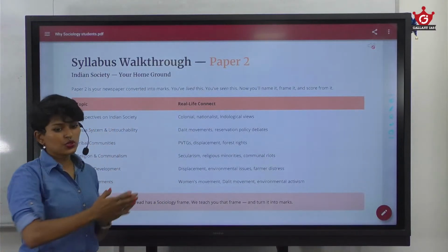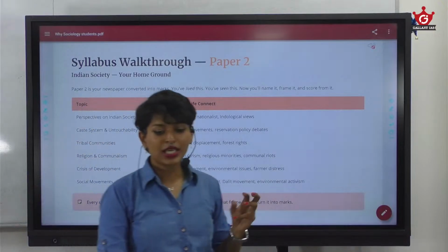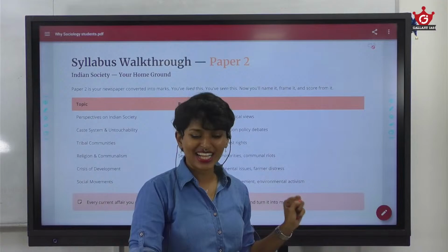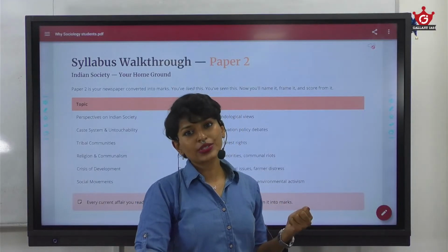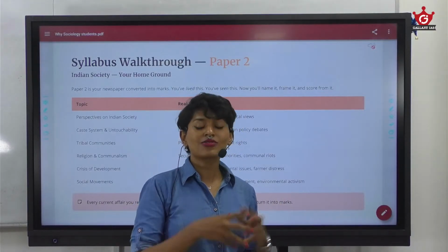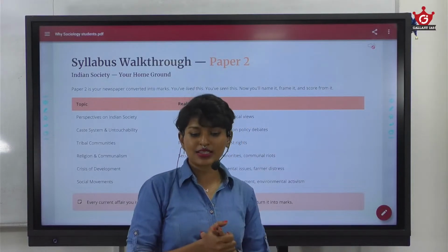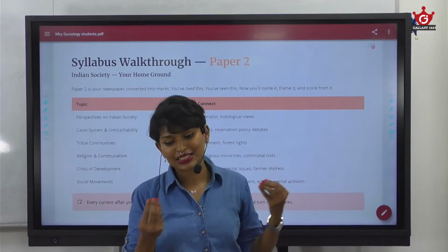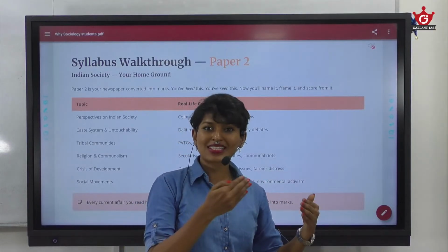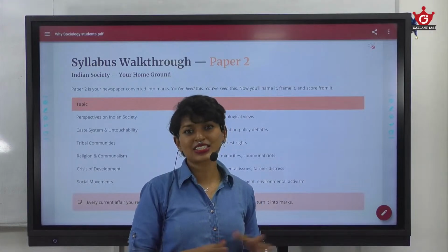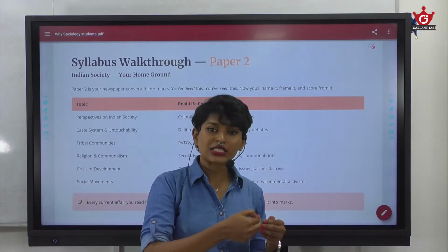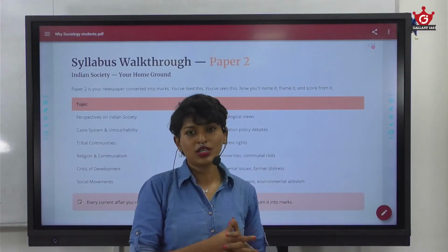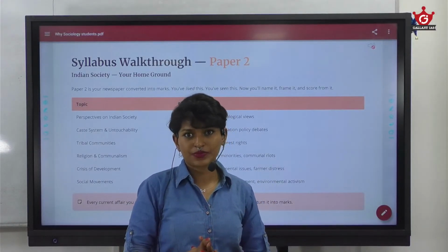So we are moving to paper 2. I would say paper 2 is like your home ground. That means paper 2 is everything you've seen, you have experienced, or you lived. Now we are converting it into something that we can score, and it is also about what you're reading from the newspaper. So we are converting all that you know into something that you can score.